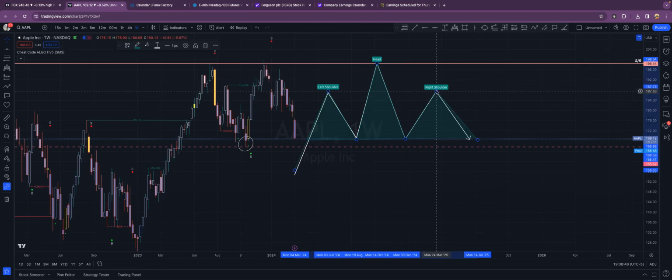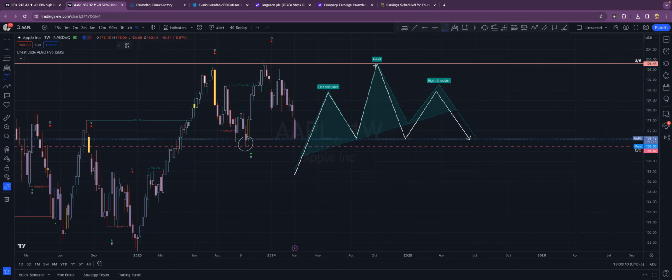But we aren't in a perfect world, and we know good and well, life be lifing. So sometimes head and shoulders look like that. They get a wobbly neck. Sometimes you get a perfect one, sometimes you get an imperfect one. But this pattern here is a double top.